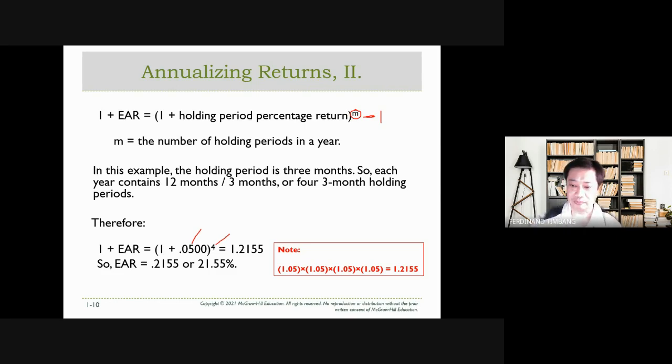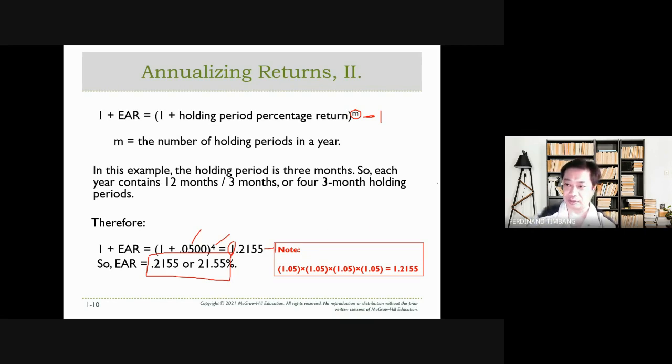So again, we have to drop the 1. No? Kaya dapat may -1 dito. No? So 1.2155 minus 1, so you get 0.2155 or 21.55%. Okay? Clear ba yan, class? So just do not forget, no?